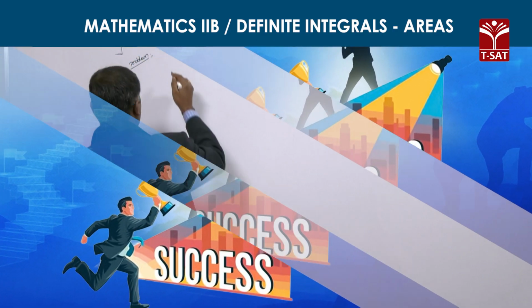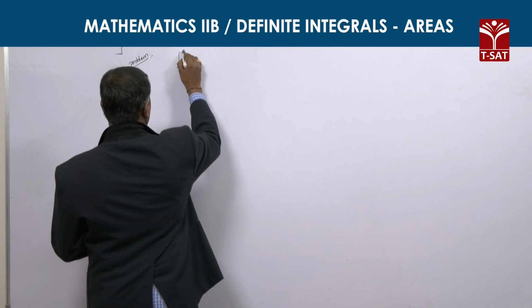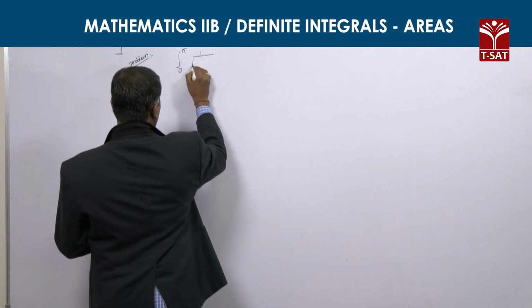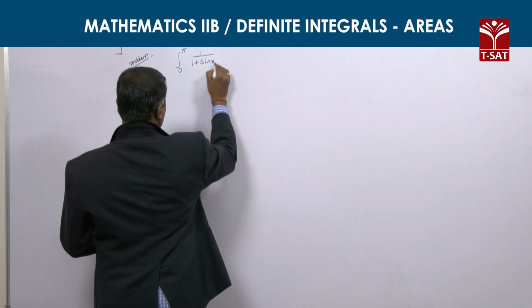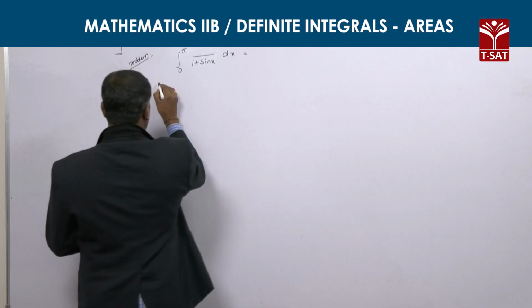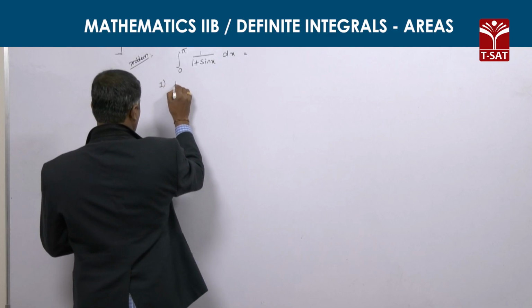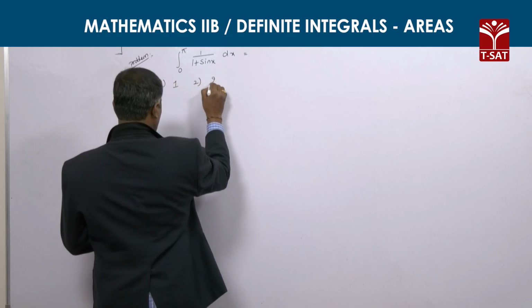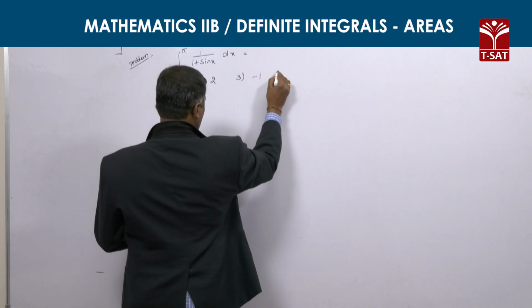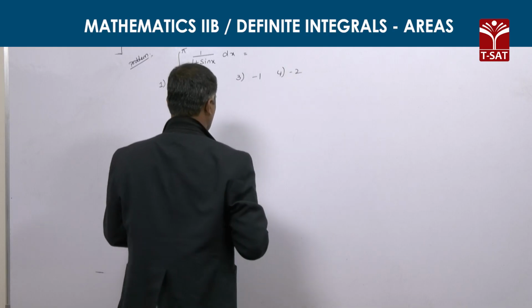Next problem, integral 0 to pi 1 by 1 plus sin x dx. First option 1, second option 2, third option minus 1, fourth option minus 2.